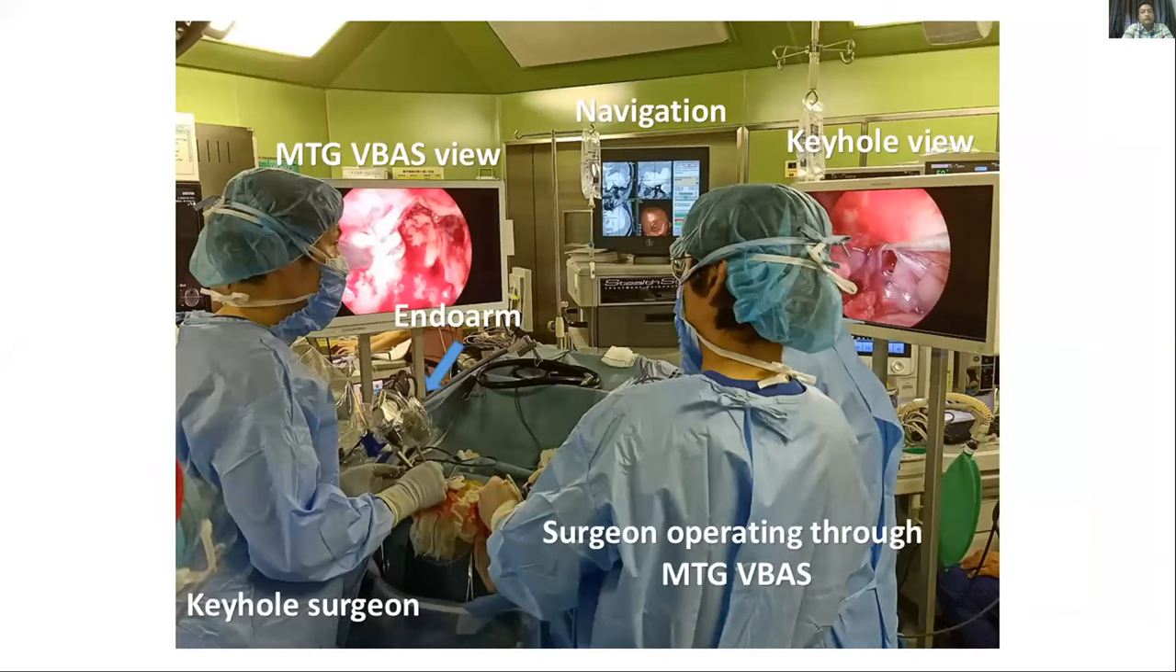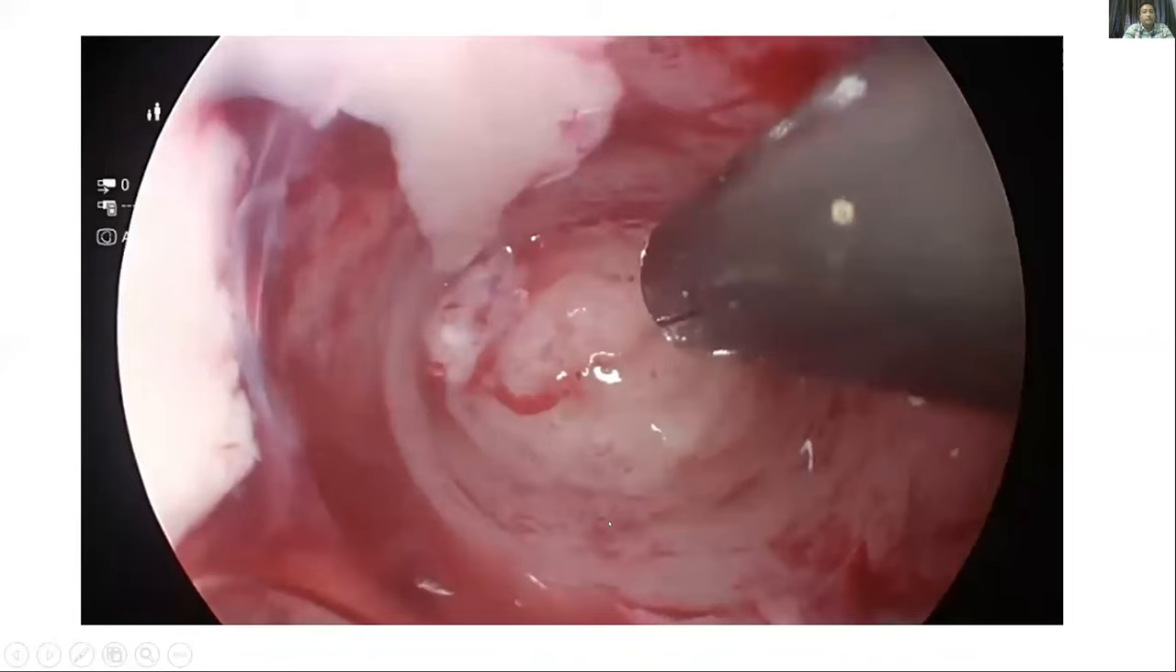And this is our OR setup with two sets of neurosurgeons operating simultaneously: the keyhole surgeon operating over the keyhole area, and another surgeon operating through the temporal lobe over the middle temporal gyrus using the ViewSite brain access system. So this is through the ViewSite brain access system.